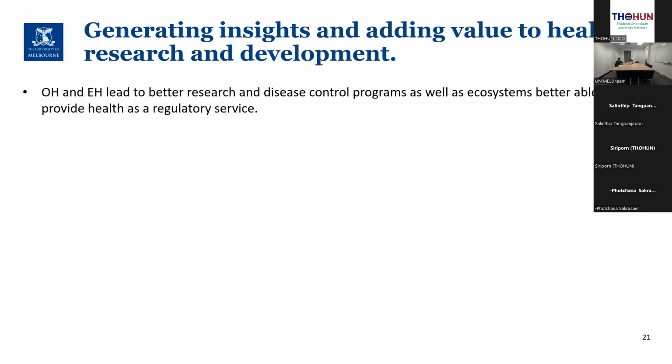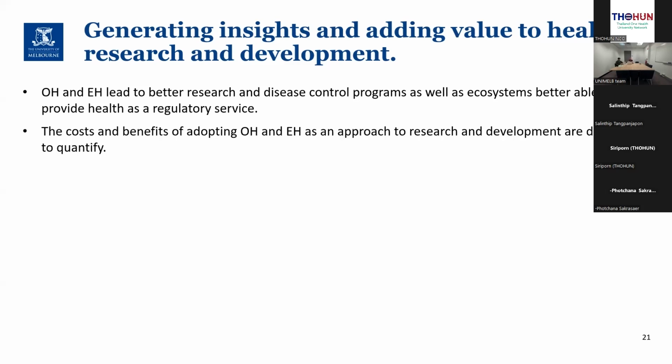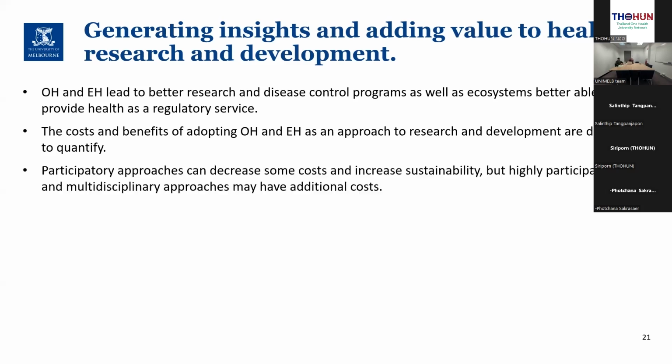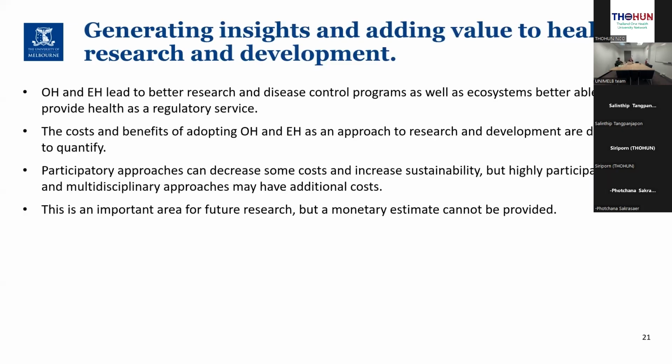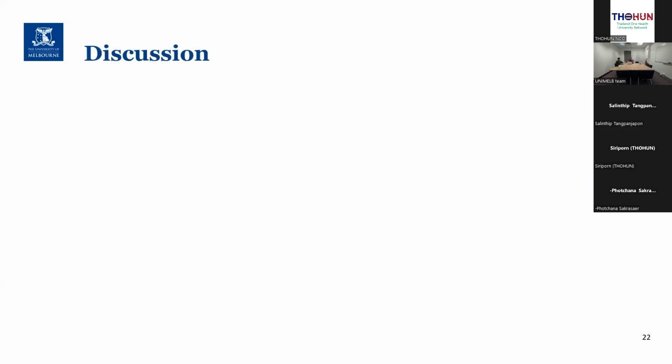So the last point that she makes, this is a little less concrete than the others, but this is that One Health and EcoHealth lead to better research and disease control programs, as well as ecosystems better able to provide health as a regulatory service. The costs and benefits of adopting One Health and EcoHealth as an approach. So yeah, it's difficult to quantify this. So she says it's an important area of research, but monetary estimates cannot be provided. Then I think she does provide some.